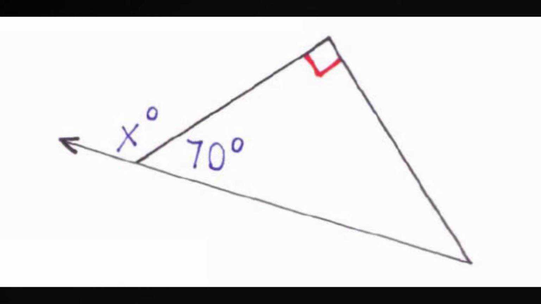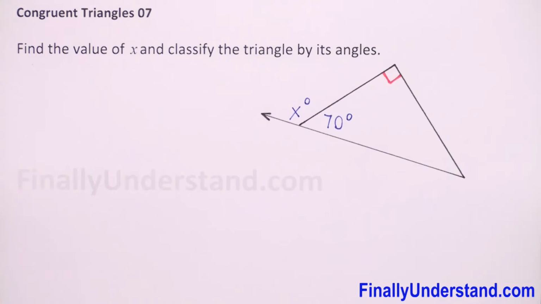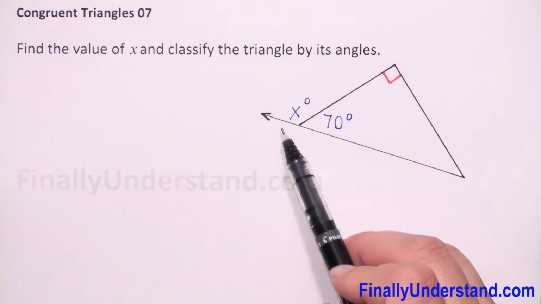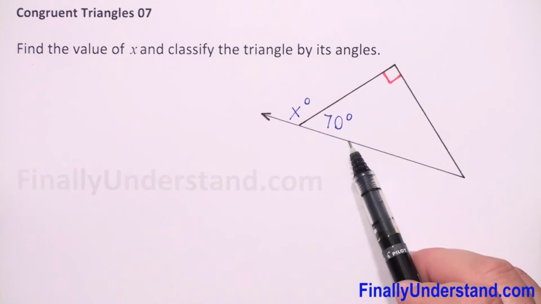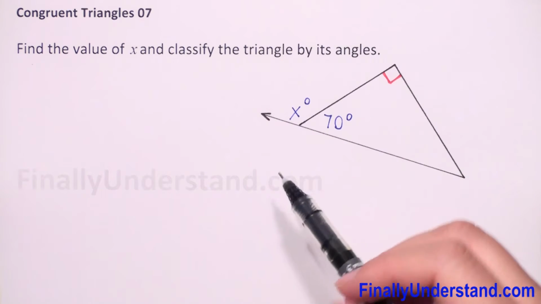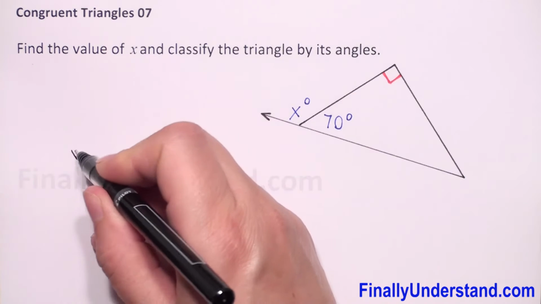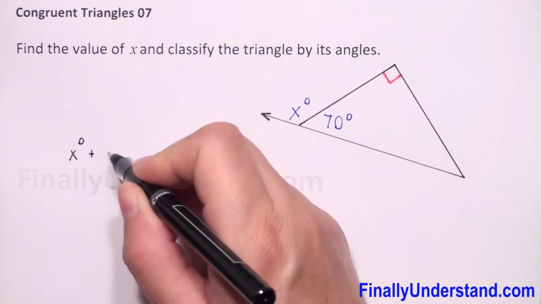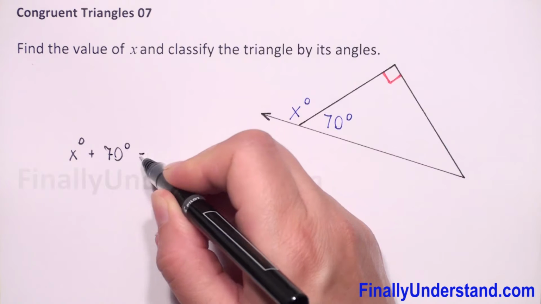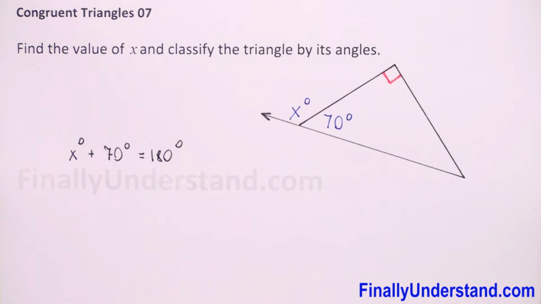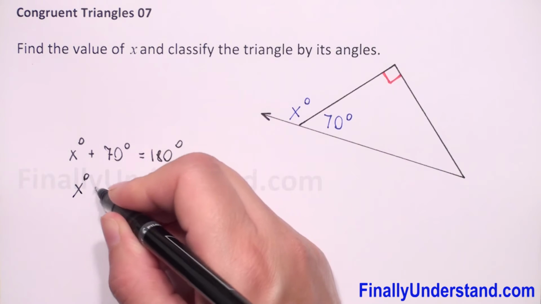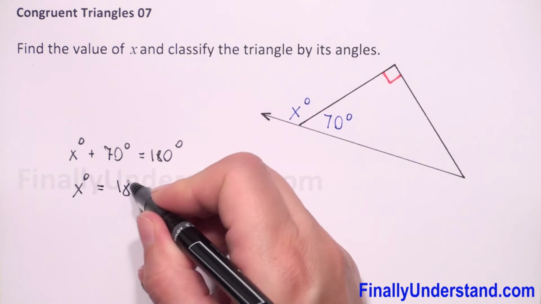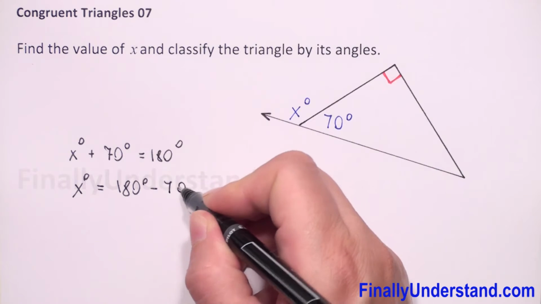Find the value of x and classify the triangle by its angles. We have here a straight angle, and the measure of a straight angle is 180 degrees. So x degrees plus 70 degrees is 180 degrees. So I will move 70 to the right side, so we have x degrees is 180 minus 70.